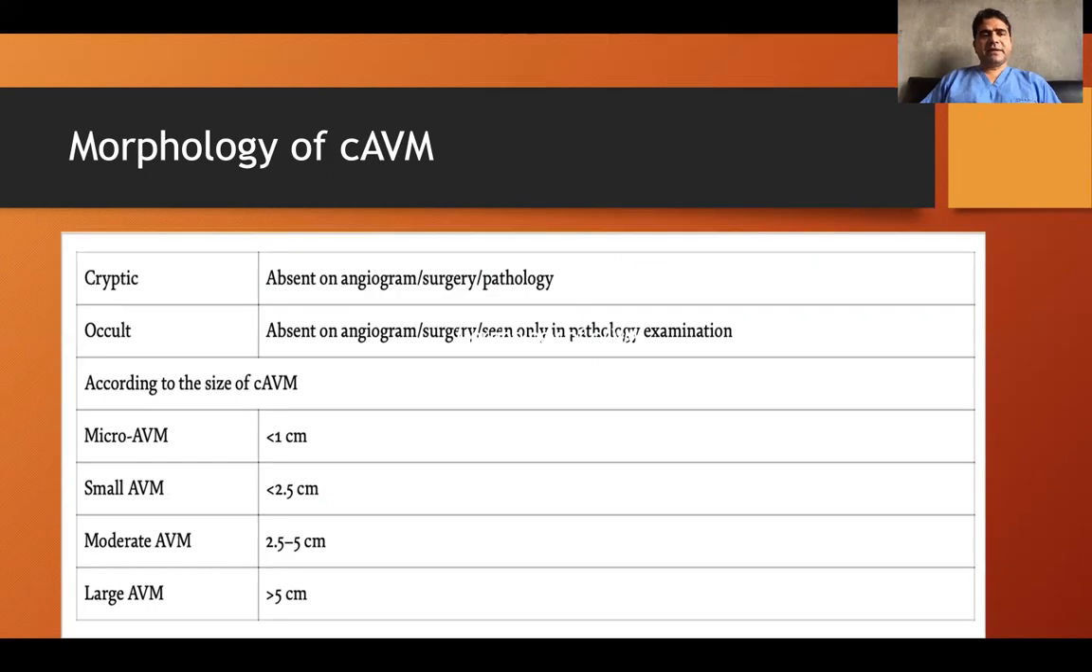According to the size of the AVM, they are classified as micro AVM, small AVM, moderate AVM, and large AVM. Micro AVM is less than a centimeter, small AVM less than 2.5 centimeter, moderate AVM 2.5 to 5 centimeter, and large AVM more than 5 centimeter.